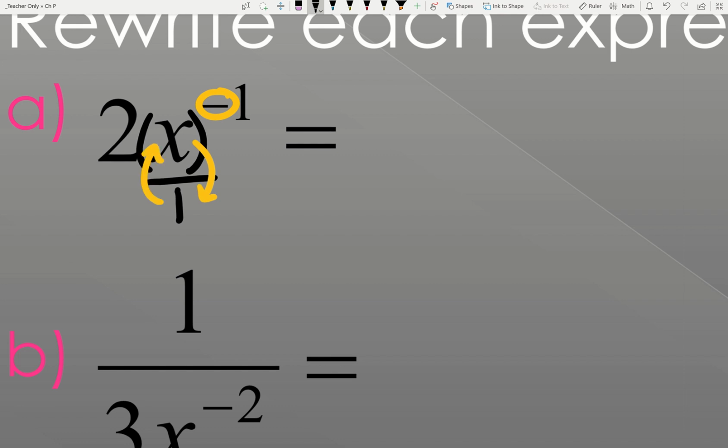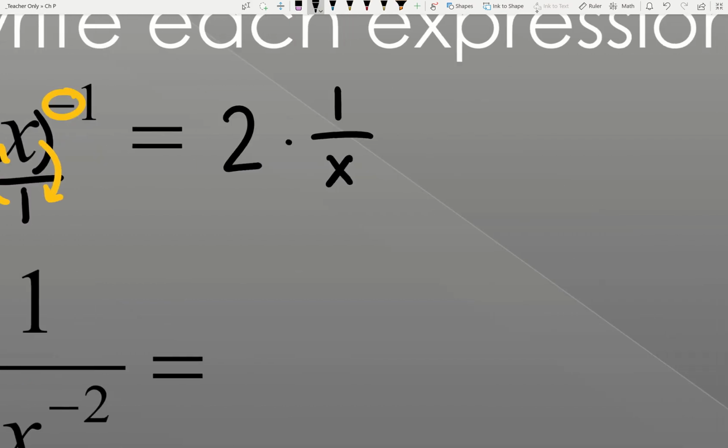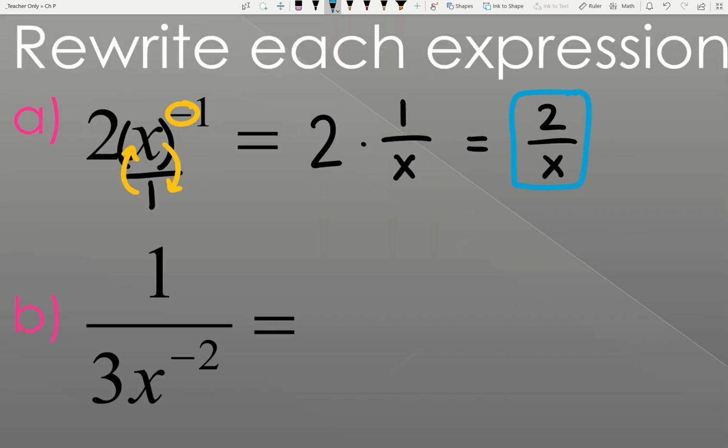That 2 out front has nothing to do with that exponent of -1 there, so I'm just going to go ahead and carbon copy that 2 out front. But that negative exponent means that the 1 and the x are going to swap places, so I'm going to have 1 over x here. Okay, and you notice that I didn't write that extra exponent of 1 there because it would be needless. Any exponent of 1 is never needed. And then we'll just simply evaluate this, or not evaluate, but simplify, and say that that's simply going to be 2 over x.